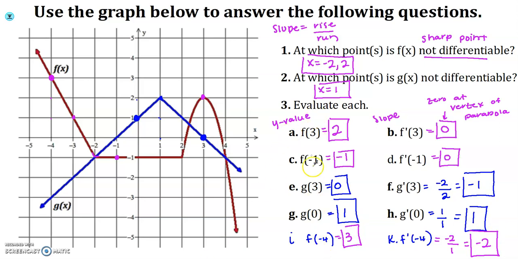So anytime they just ask for g of a number or f of a number, you're just looking at the y value of the point. Anytime they're asking for f prime or g prime, you're looking for the slope of the line that that point is on. And again, the only time I'd ask you for the slope where it isn't linear would be at the vertex of a parabola. So I wouldn't ask you for the slope on either of these curved sections of the graph. I will only ask for f prime or g prime where the graph is a line.